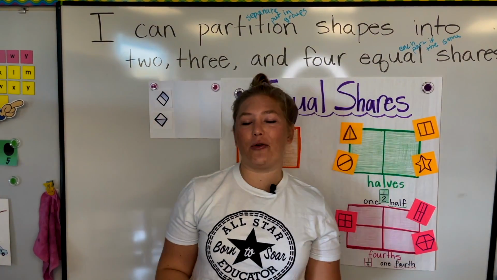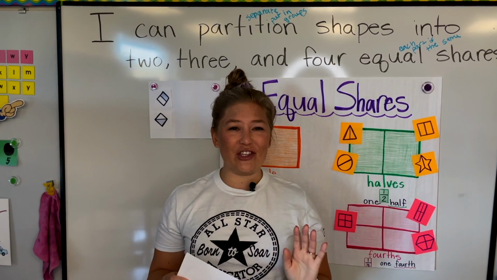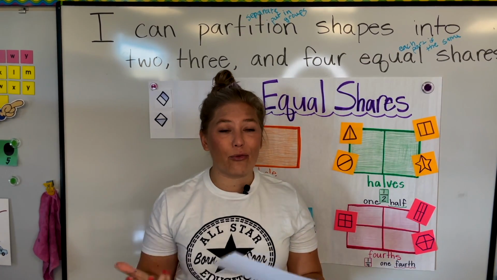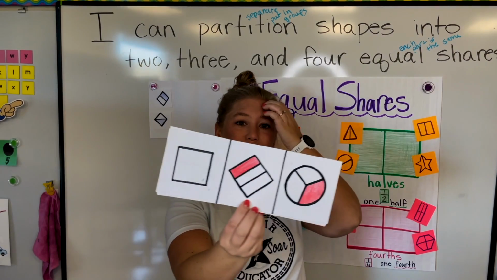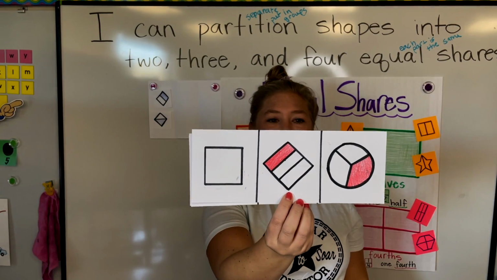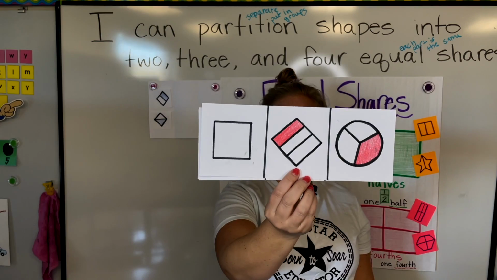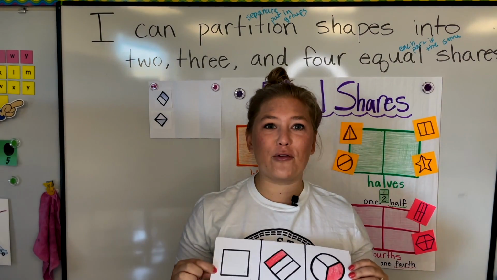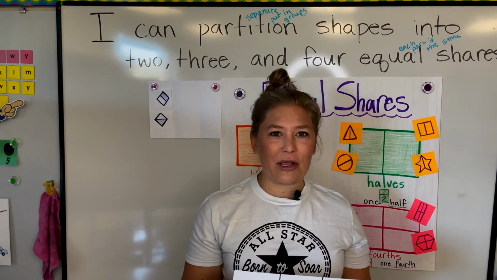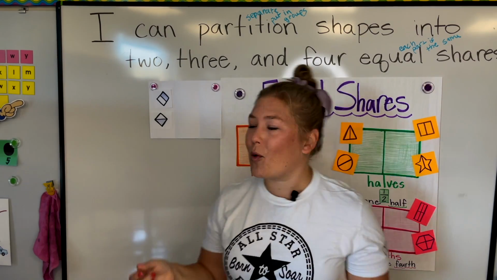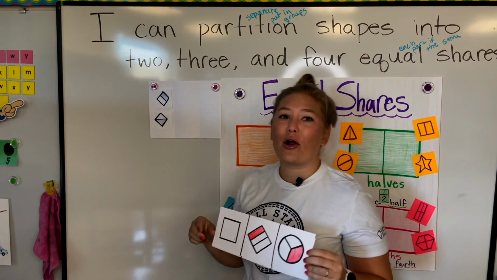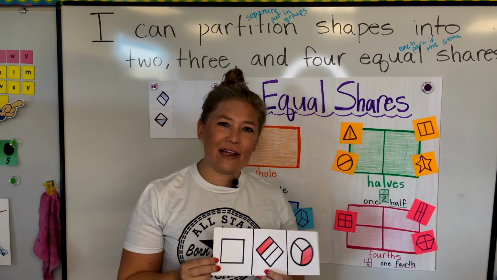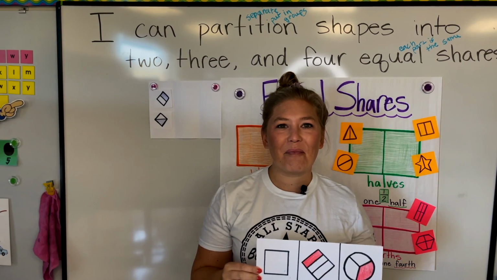Let's see if I can trick you. All right, so which one of these shapes is not in 3 equal shares? You're right here, our square does not have 3 equal shares. Can you draw a square in your second part of your paper and put it into 3 equal shares? Go ahead and do that now.